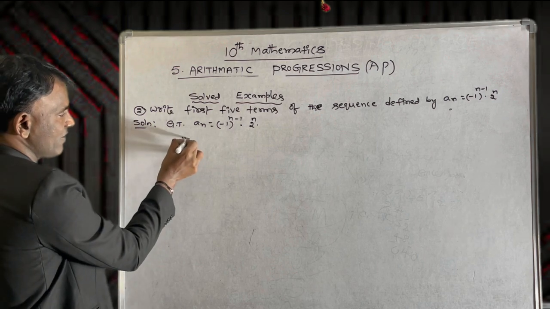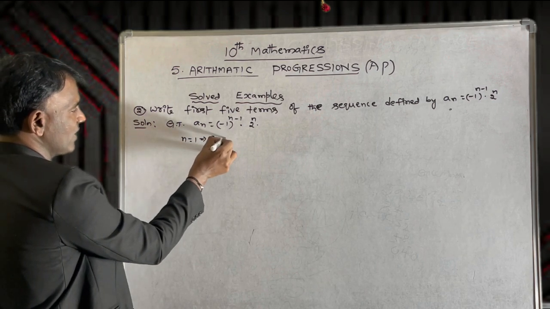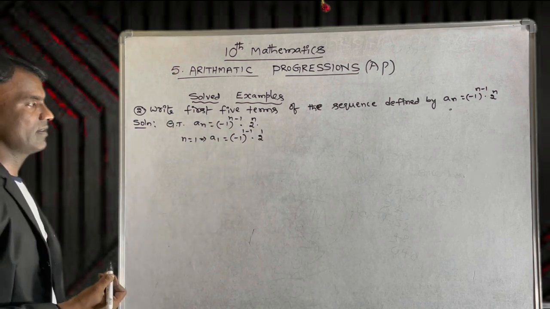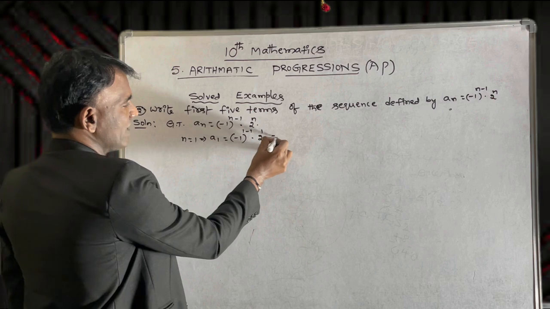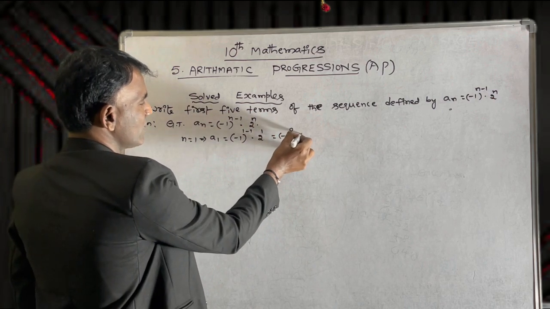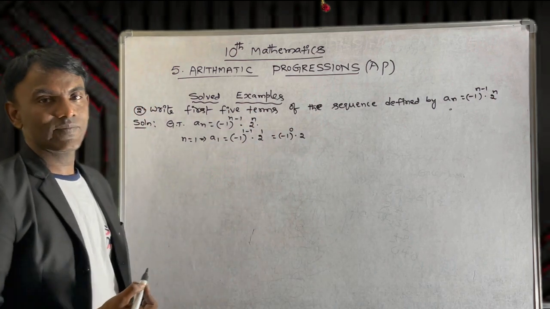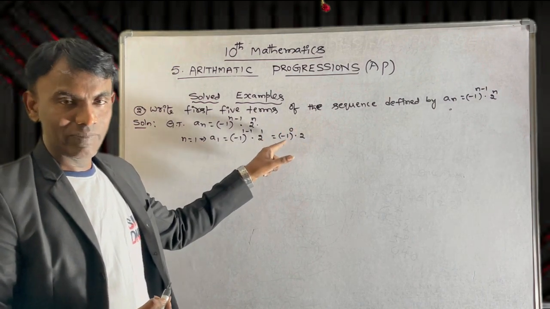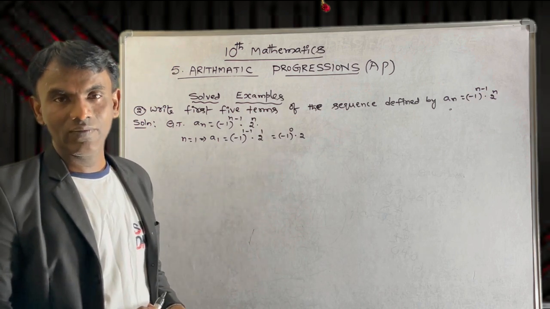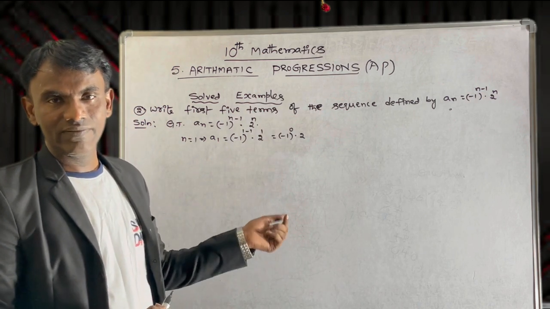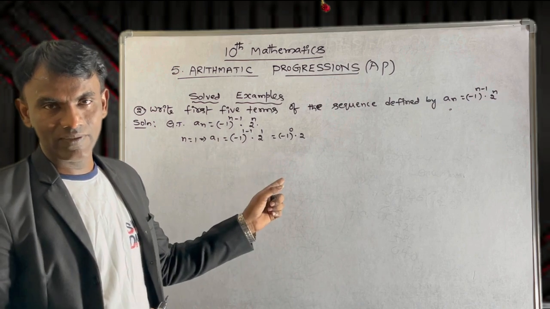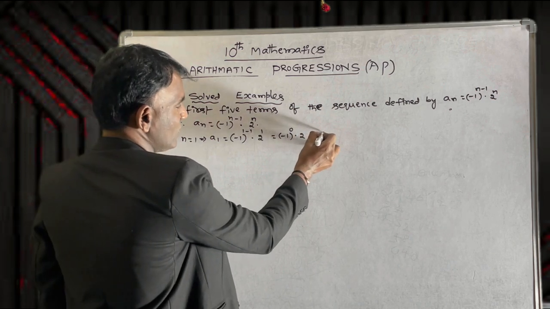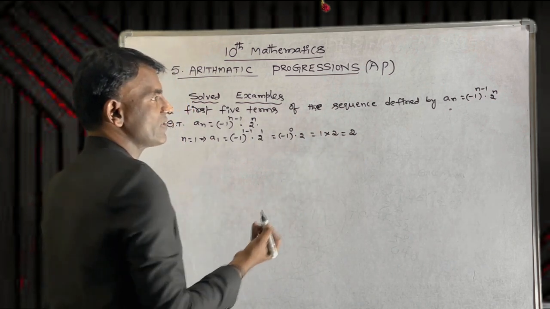For first term just substitute n equal to 1. Then we get A1. So it is (minus 1) whole power 1 minus 1 into 2 power 1. And how to write this? (Minus 1) whole power 0 into 2 power 1 means 2 only. Any value to the power 0 is equal to 1, either positive or negative. So that is 1 now. So 1 into 2 can be written as 2.